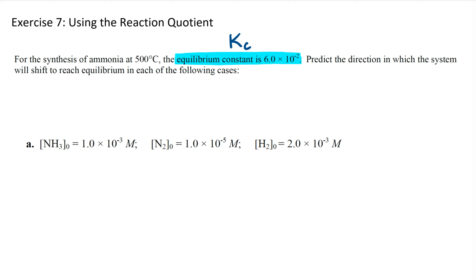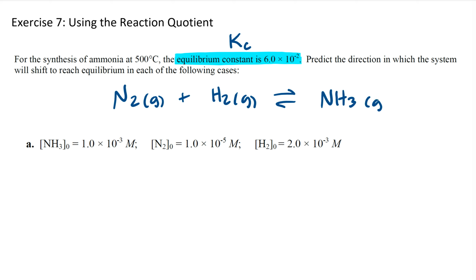We also need a balanced chemical equation. Synthesis of ammonia means we're making ammonia, that is produced from nitrogen and hydrogen reacting together to make NH3. Also have to balance the equation. We're going to need 2 ammonias and 3 hydrogens.